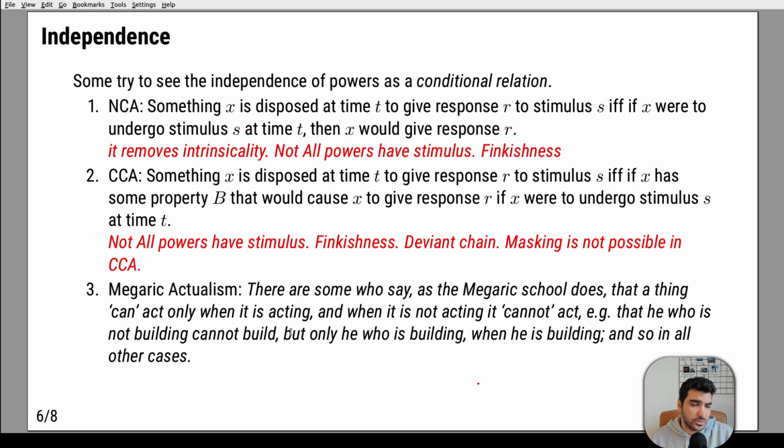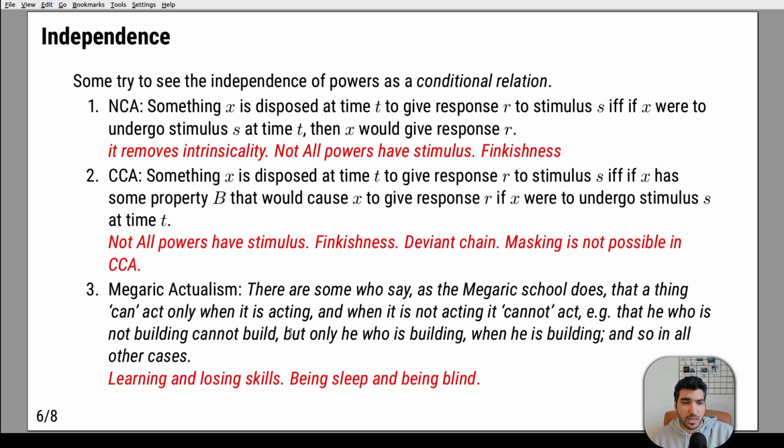But Aristotle goes and explains that this has a couple of problems. One is learning and losing the skills. Imagine that you learn to play the violin. Now, based on Megaric actualism, after you spend years learning to play violin, while you're playing the violin, they say, oh, you know how to play violin. You have the power to play the violin. But now suppose that you put that aside. You stop playing violin.